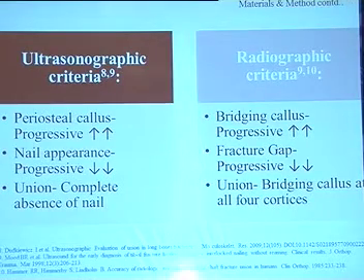So what are the criteria, how do you use these things? The radiographic criteria, all of us know: there is a progressive increase in bridging callus, the fracture gap progressively decreases, and at union the bridging callus will be seen in all 4 cortices. But regarding ultrasonography criteria, it's a relatively new thing. There is a progressive increase in the periosteal callus. As the fracture progresses, the nail appearance will progressively decrease, and at union there will be complete absence of the nail in the ultrasonogram.